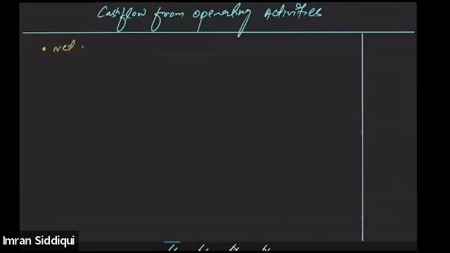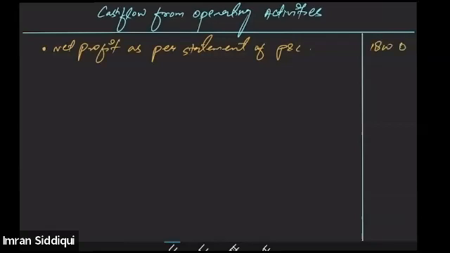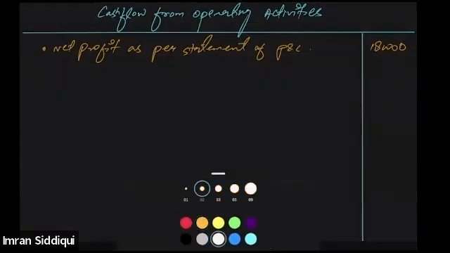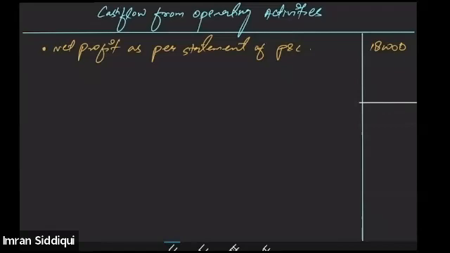So net profit as per statement of profit and loss is given as 1,80,000. Now, do you remember what we actually need? We need profit before tax and extraordinary items, right?